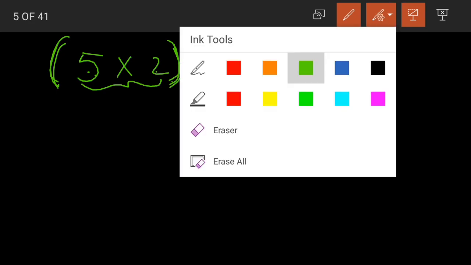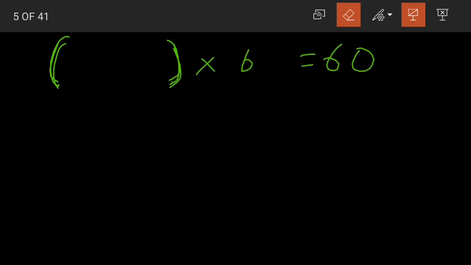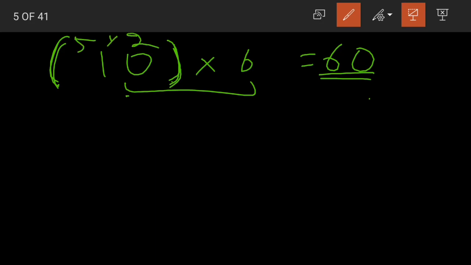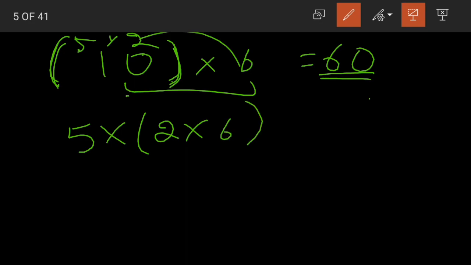What do we have inside the brackets? 5 into 2. 5 twos are how much, children? 5 twos are 10. Now 10 sixes are 60. The answer becomes 60. This was 5 into 2. Now what if I change the grouping? First 5 and 2 were a group. Now I will make 2 and 6 a group here. 2 and 6 are put inside the bracket now.